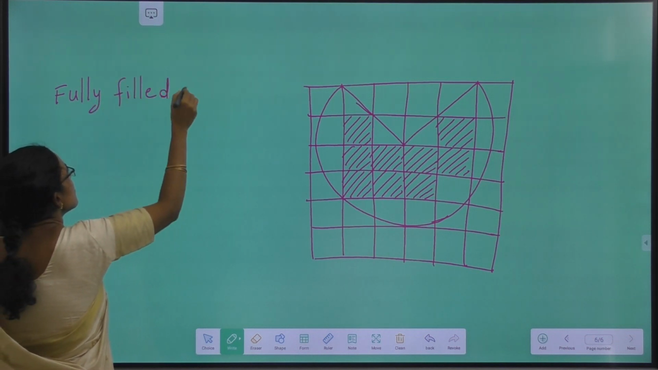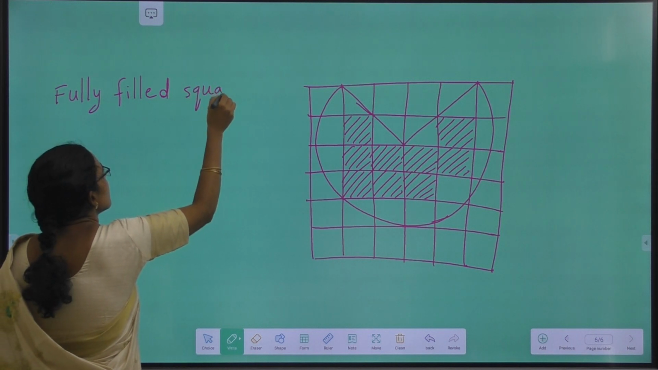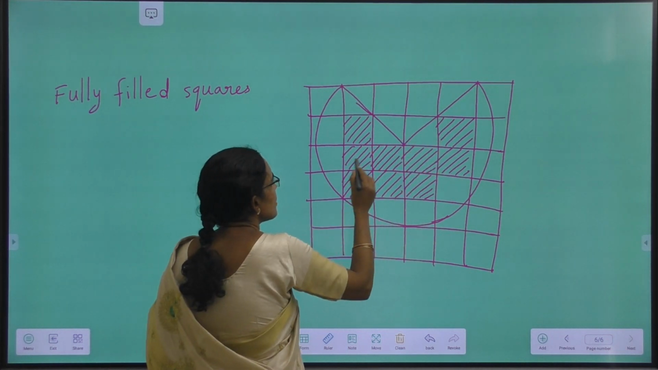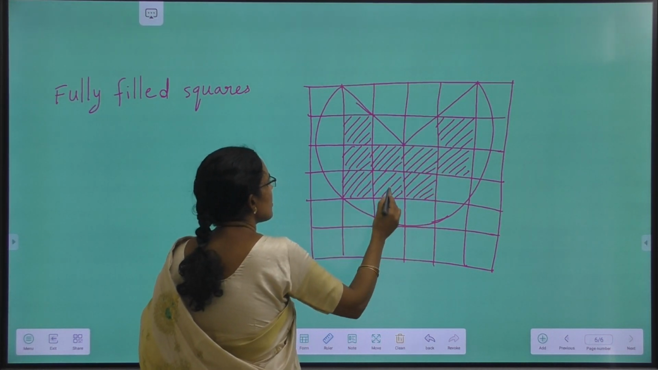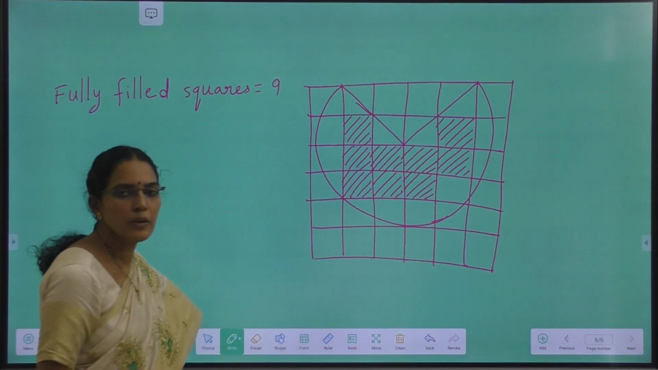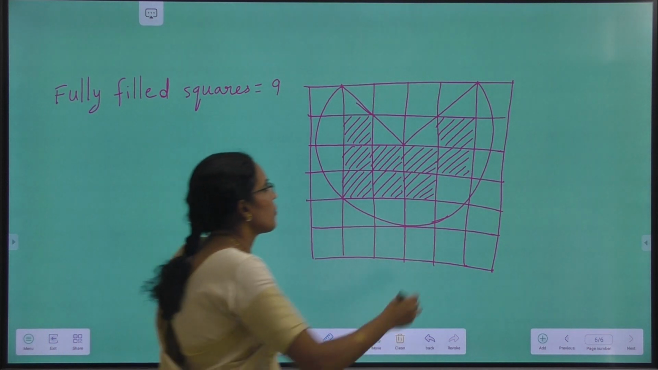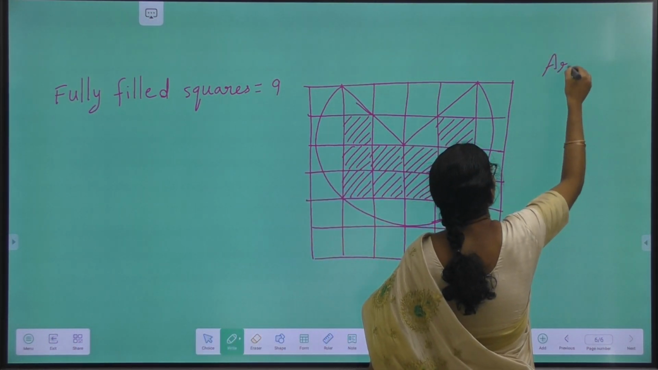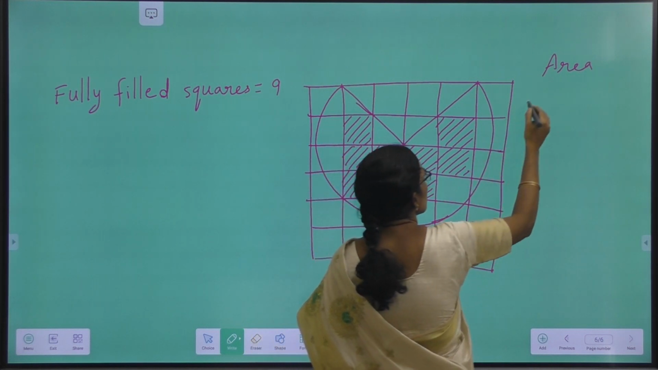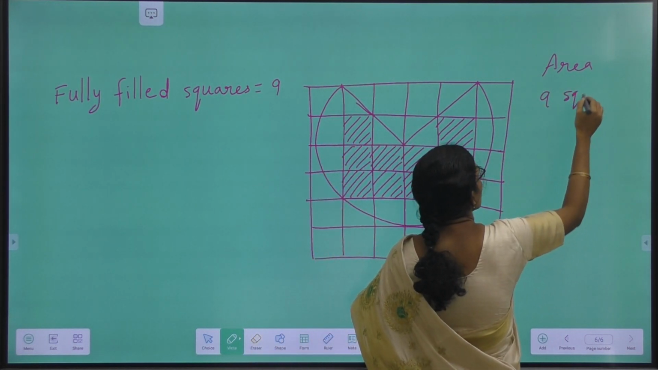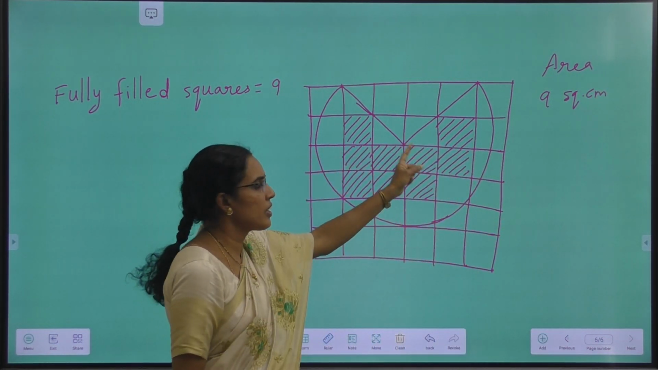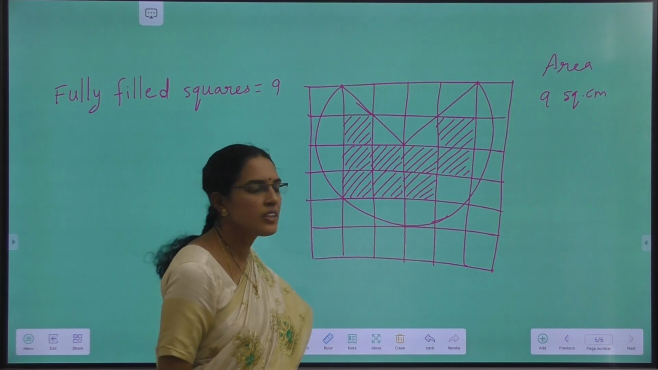Fully filled squares: 1, 2, 3, 4, 5, 6, 7, 8, 9. 9 are there. Okay, then what is the area of these fully filled squares? 9 squares are there, right? Therefore the area is 9 square centimeters. Okay, fully filled squares 9 are there, the area is 9 square centimeters.